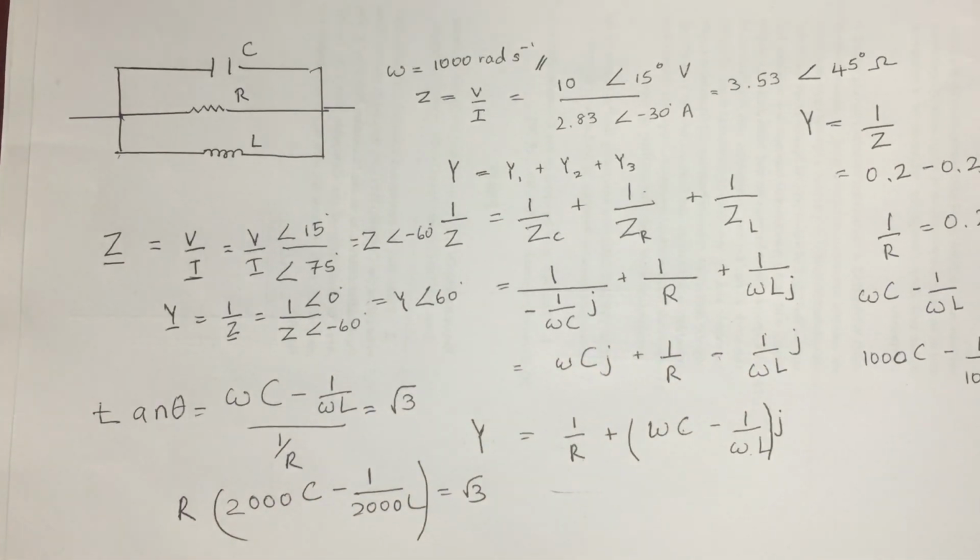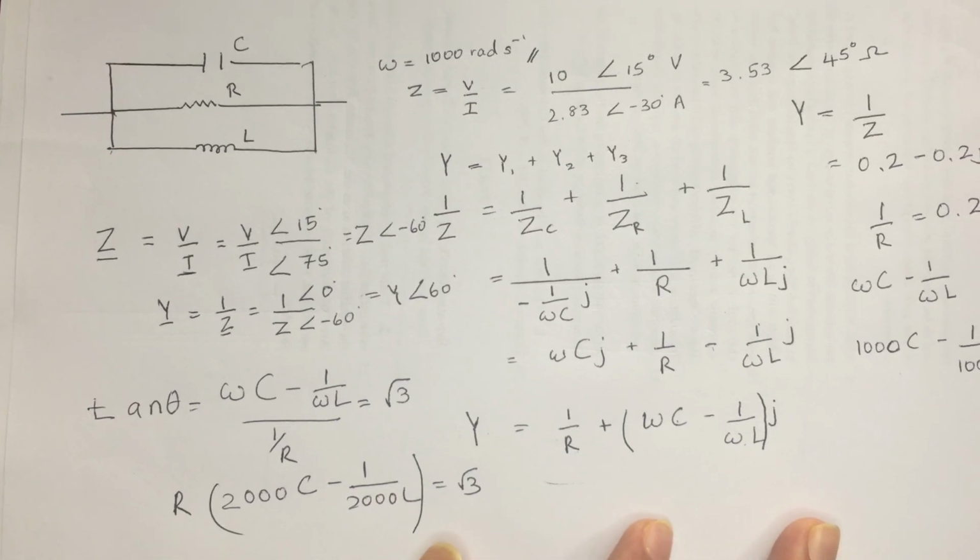Now we have three equations, so you can solve them and get the final answer. If you solve that, you are going to get R as 5 ohms. We substitute these two values over here, and we get the inductor's inductance as 2.021 millihenry, and the capacitance as 297.6 microfarad.